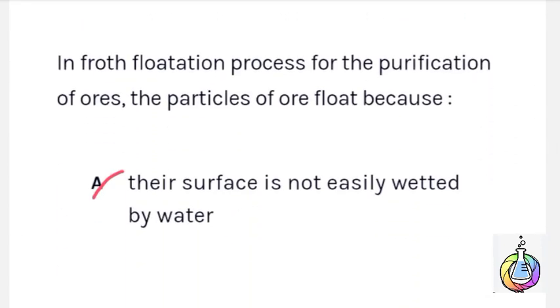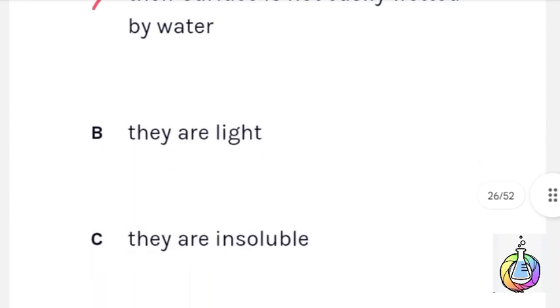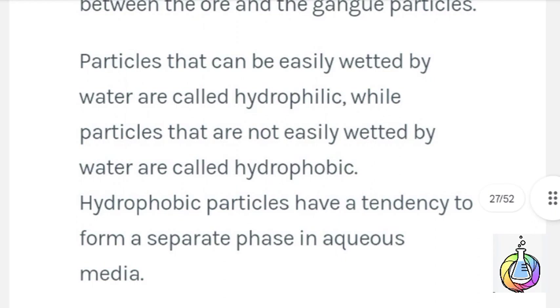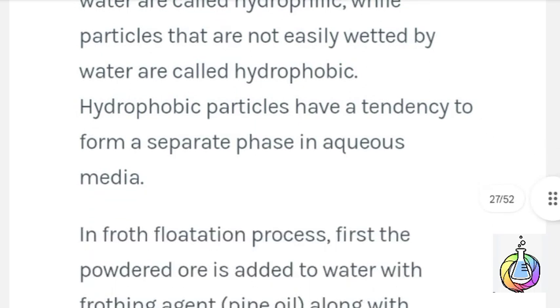Leaching. In the froth flotation process for the purification of ore, the particles of ore float because their surface is not easily wetted by water. Therefore, option A is the correct answer. Here is the explanation. The froth flotation process works on the principle of difference in wettability between the ore and gangue particles. Particles that can be easily wetted by water are called hydrophilic, while particles that are not easily wetted by water are called hydrophobic. Hydrophobic particles have a tendency to form a separate phase in aqueous media.